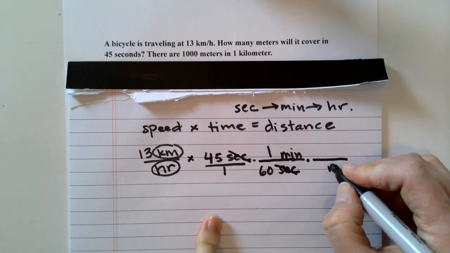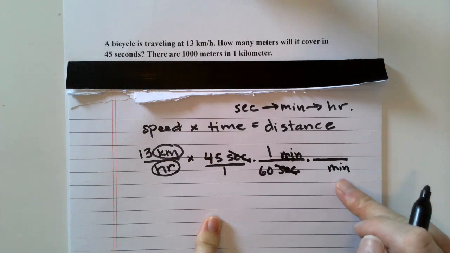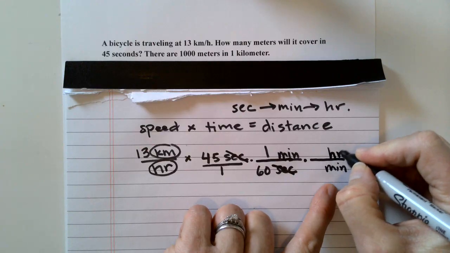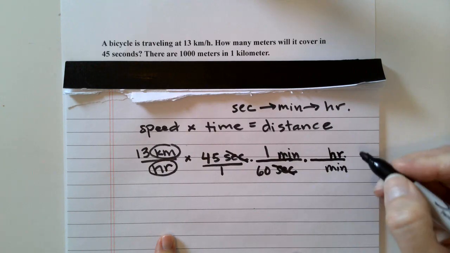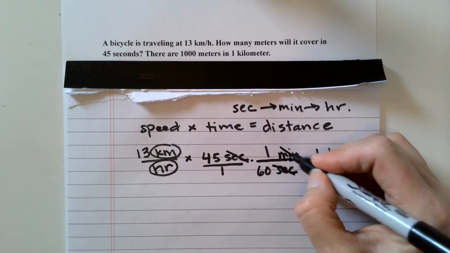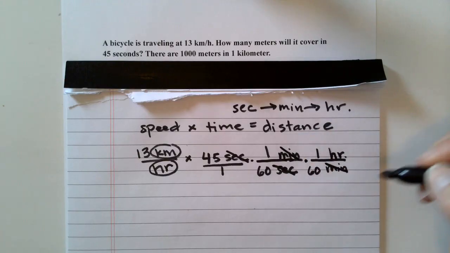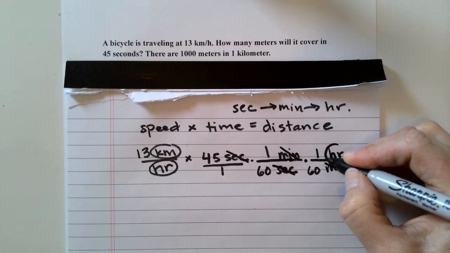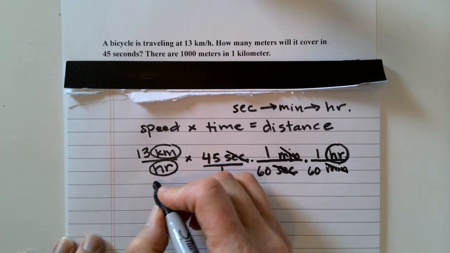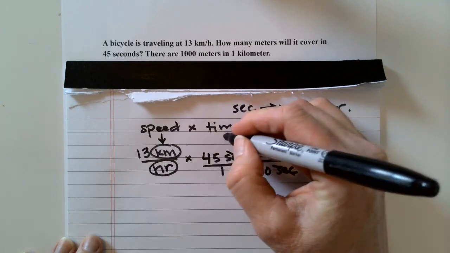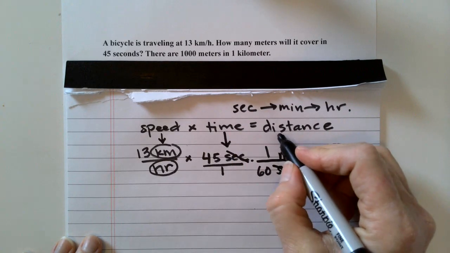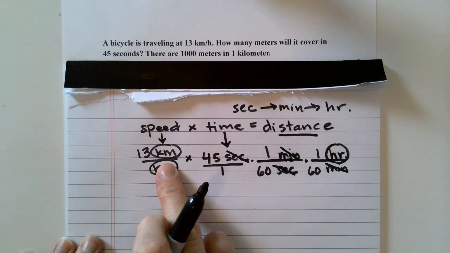We want minutes to go away, so I'm going to put minutes on the bottom, the denominator of the fraction, and we want to turn it into hours. I'll put hours on top in the numerator. How many minutes, how many hours? I know that there are 60 minutes in 1 hour. And now my minutes cancel. 1 minute on top cancels out the minute on the bottom. And now I have it in terms of hours, which is what I wanted. If I multiply, this is my speed, and this is my time. If I multiply speed times time, then I will get my distance in terms of kilometers, this unit right here.